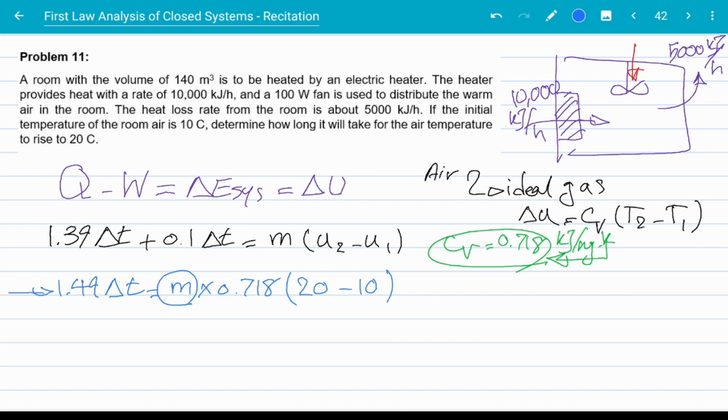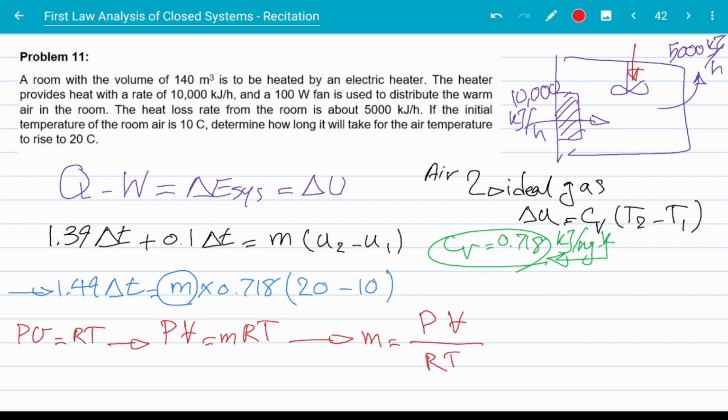How much air do we have inside this room? Now that's easy. Ideal gas equation says PV is equal to RT. Now, if I want to replace specific volume with volume, I get P volume is mass RT. So mass is P volume over RT.